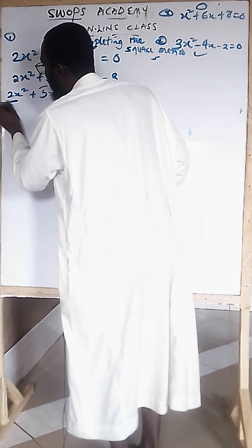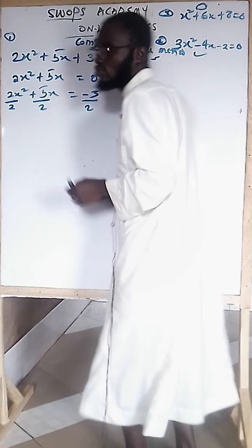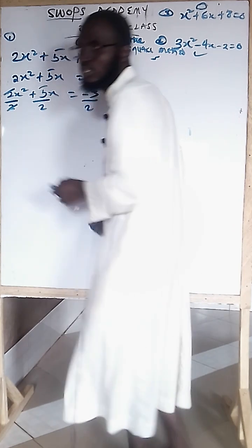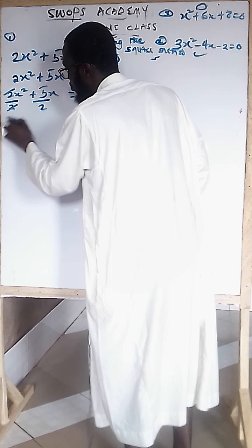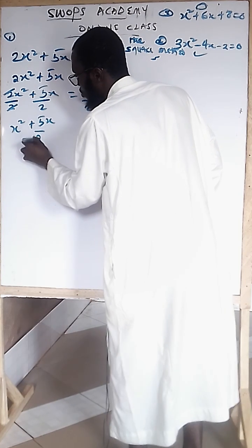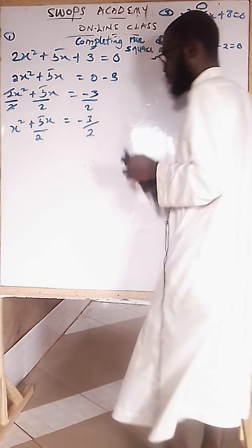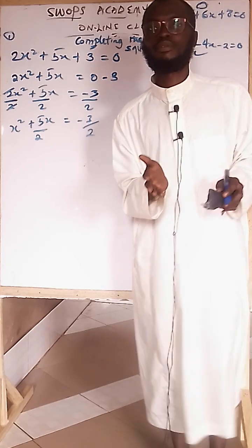Now, this will now be divided by 2. Divide by 2. Then this will be divided by 2. Now, this settles this. What are we left with? We are left with x squared plus 5x all upon 2, equals to minus 3 divided by 2. Are we together? That is the second step.